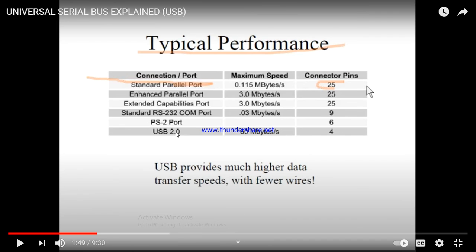USB 2.0 or USB 4.0, no matter. The pins are 4 and the speed is 40 Mbps, for 2.0 it is 60 Mbps and pins 4. But over here, for the standard parallel port, the speed is 0.1 Mbps and the pins are 25. As time goes, as technology evolves, the speed of data transmission increases and the hardware size decreases.